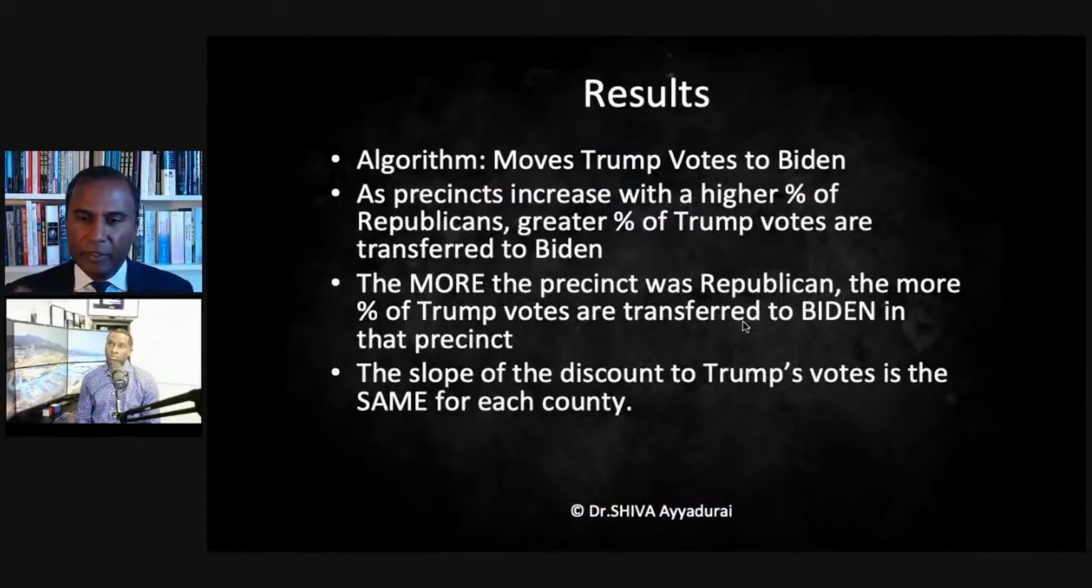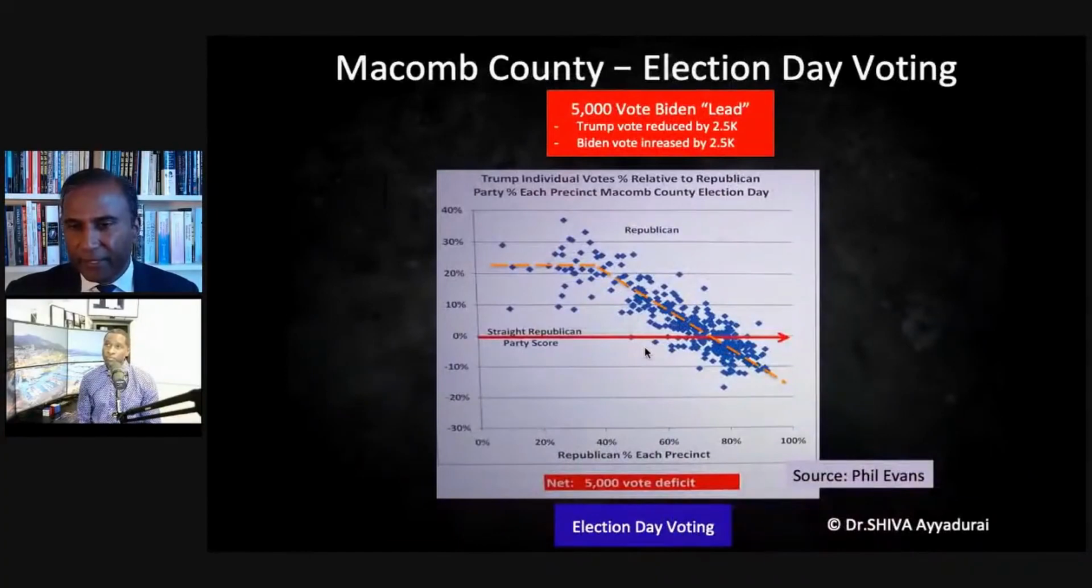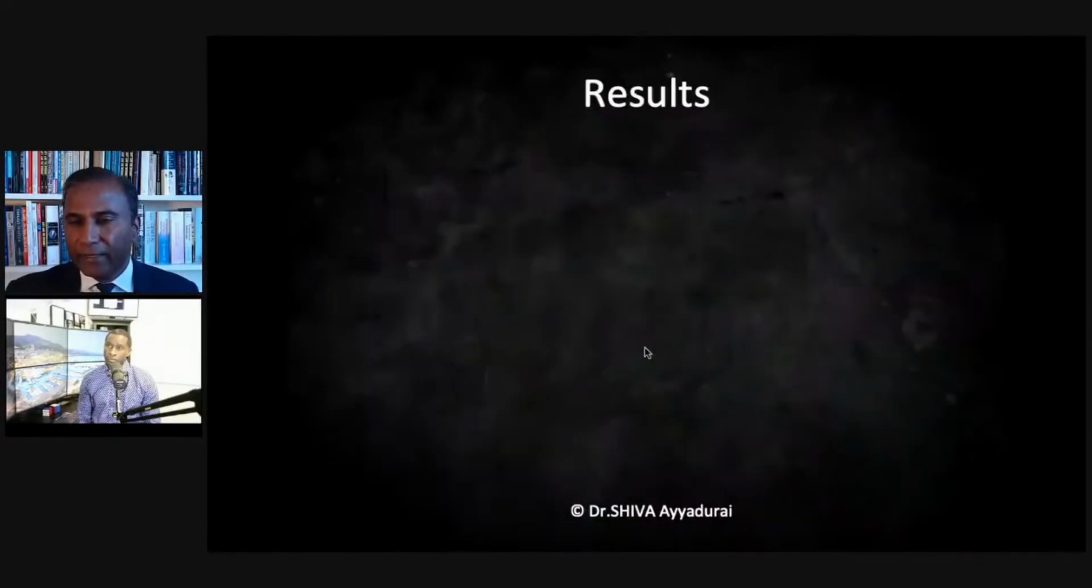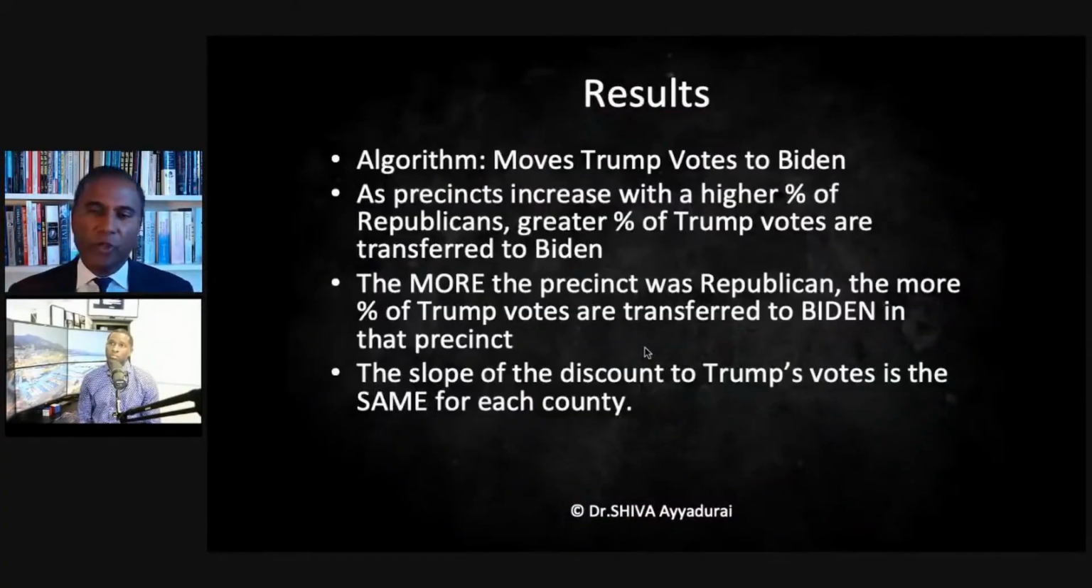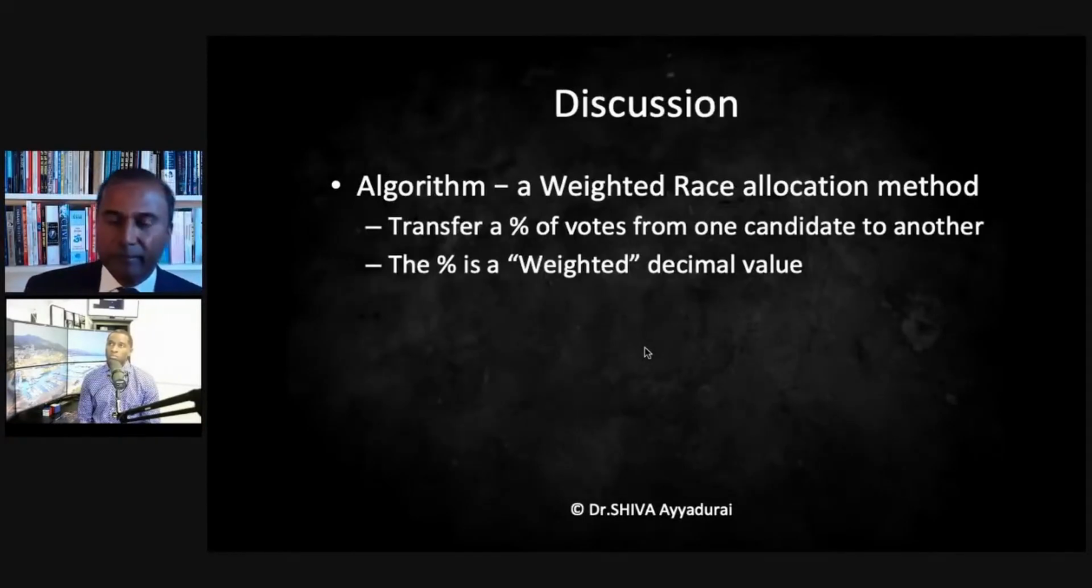transferred to Biden. So the slope of the discount to Trump's votes is the same for each county. That's what's more interesting. This is a little bit steeper, but by and large, the slope is pretty much the same, okay? So the slope of that line looks very similar, and that's what we wanted to show here. The slope of the discount to Trump's votes is reasonably, quote unquote, I should put, the same for each county. Now, Wayne County, another result, had no algorithm we detected, right? That was just flat. So the algorithm, we believe, is a weighted race allocation method.